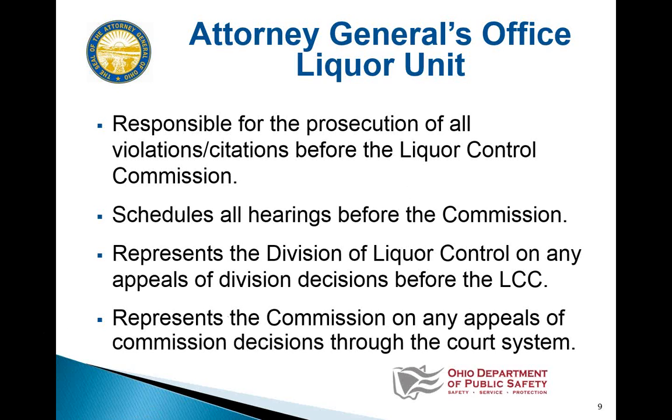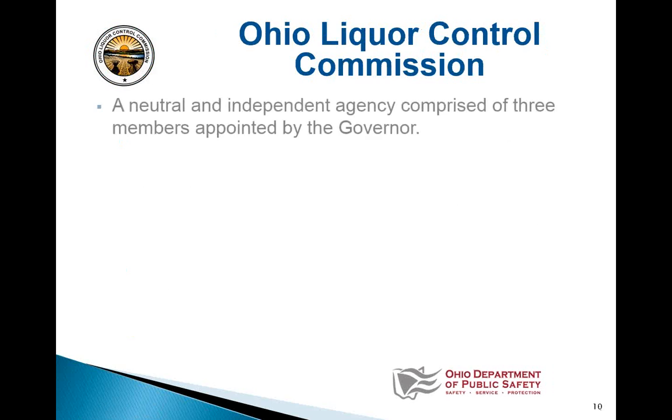Control Commission. So the commission itself is a neutral and independent body that is comprised of 3 members that are appointed by the Governor of Ohio. Each of them serve a term of 6 years, and so basically we are receiving a new liquor commissioner every 2 years based on the rotating schedule.